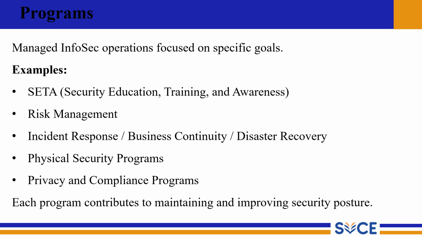Another key example is the risk management program, which involves identifying, assessing, and controlling risks that could harm information assets. They are also called contingency programs, such as incident response, disaster recovery, and business continuity. These programs prepare the organization for unexpected events and ensure that it can recover quickly when disruptions occur.